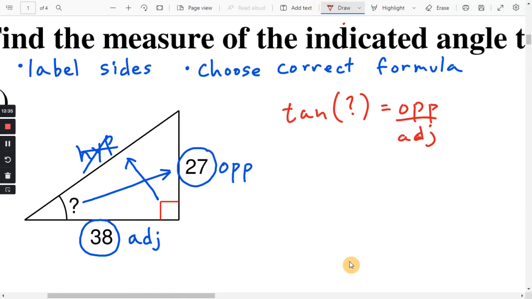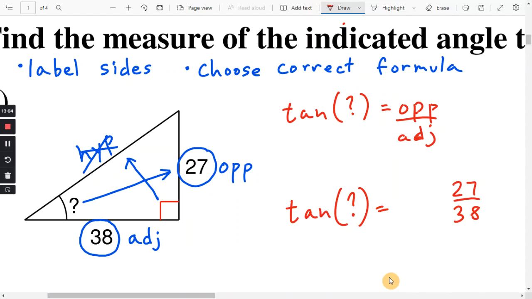And now we're going to plug in. All right. And leave some room on each side because we need to do the inverse on both sides. So leave a little bit of room on the left. All right. I'm going to say tan of the angle question mark, and that's going to equal opposite, which is 27, over adjacent, which is 38.